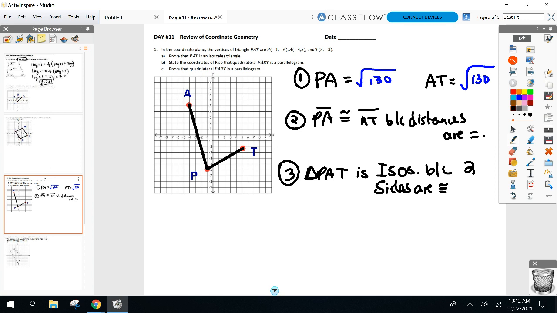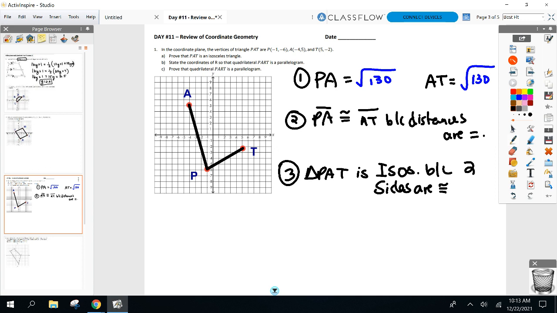All right, now we got part B, and this is, I know for a fact, a struggle for us. Find a missing coordinate. So find point R, so when I do PART, it's a parallelogram. Where should I put point R, so when I connect it with A and T, it becomes a parallelogram? All right, easiest way to do this.